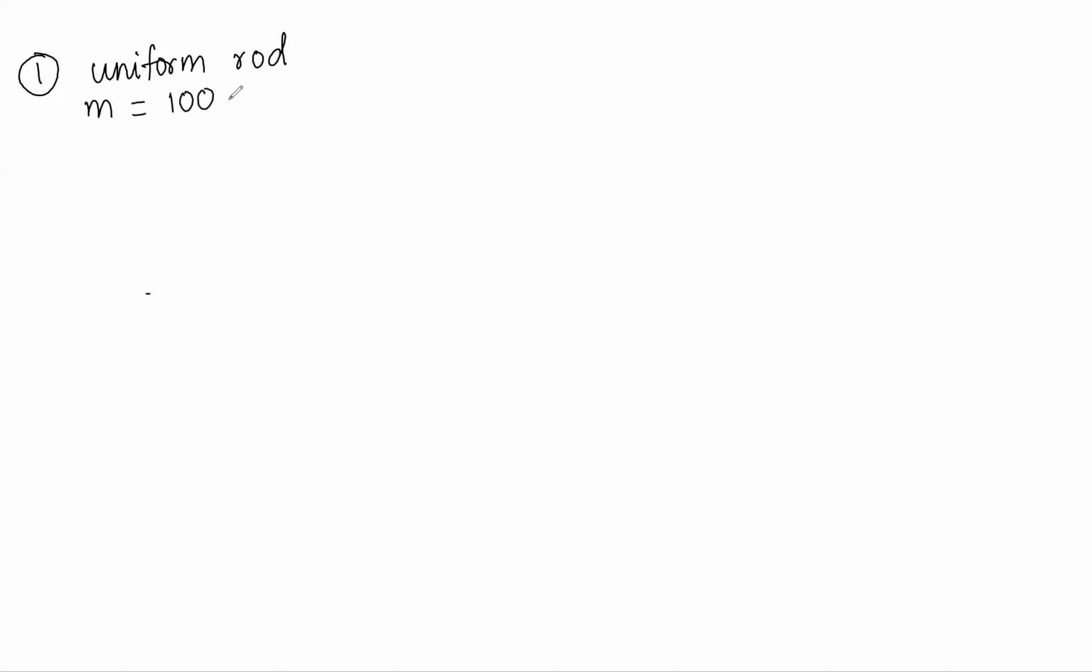Remember to always convert your mass into SI units. So 100 grams is not a valid value, you have to convert. And length equal to 1 meter, about an axis passing through the center of the rod. Also find out the moment of inertia about an axis passing through one edge of the rod. Both things are there. So what is the moment of inertia of a uniform rod?